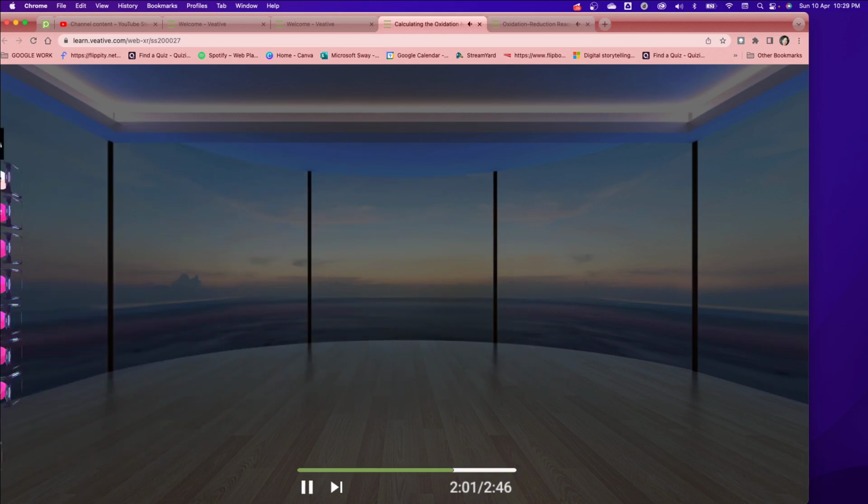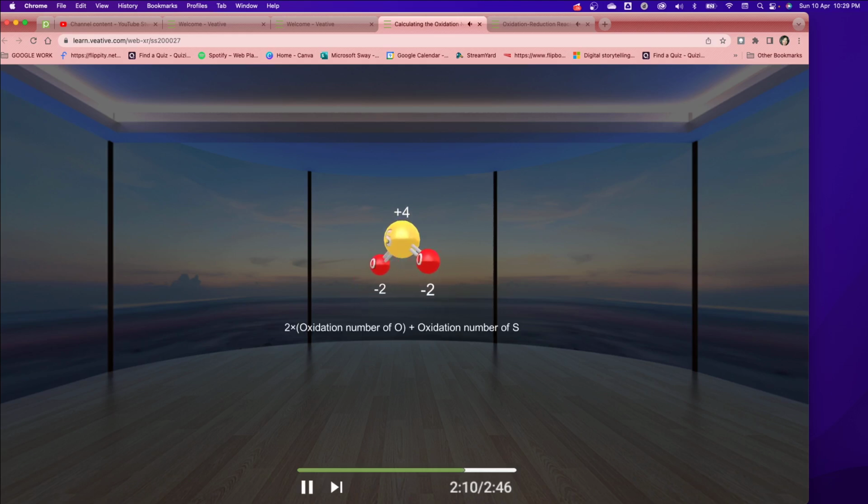In a neutral compound like sulfur dioxide, the sum of the oxidation states of all the elements is 0. In sulfur dioxide, the sum of the oxidation states of the 2 oxygen atoms and that of the sulfur atom is 0.